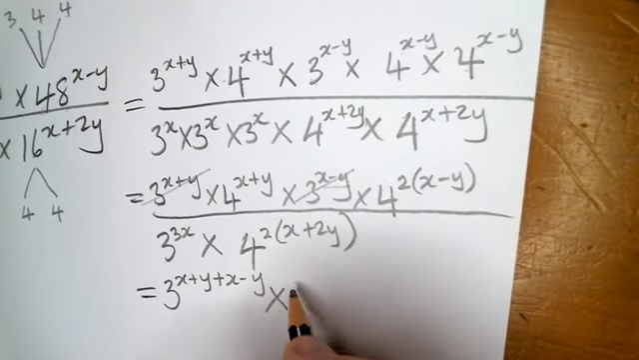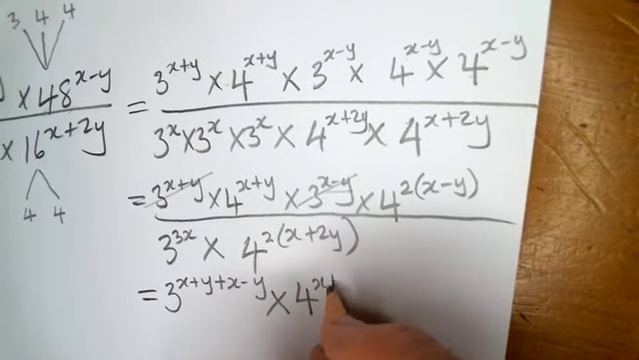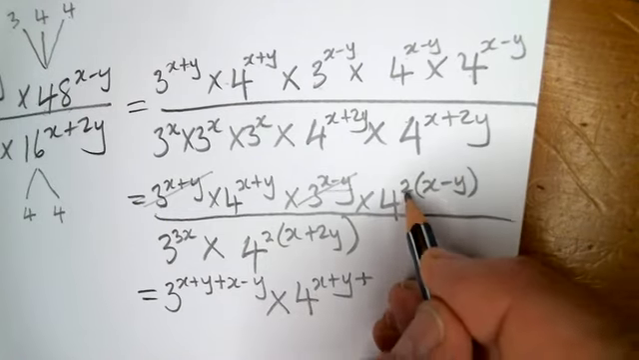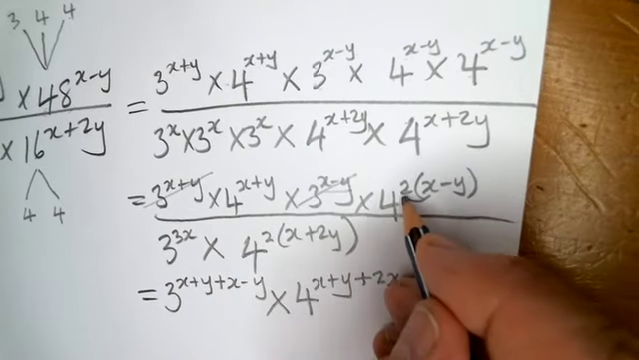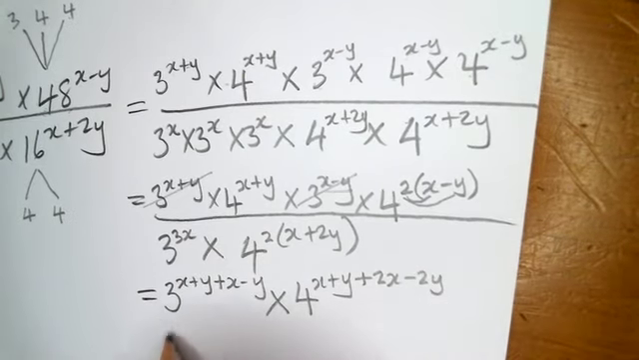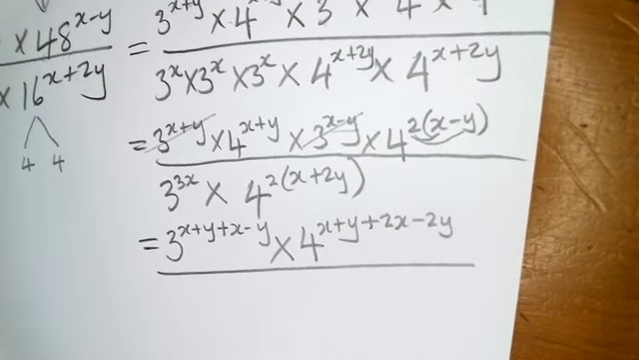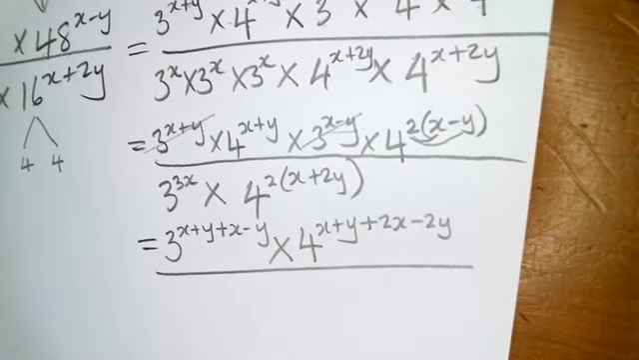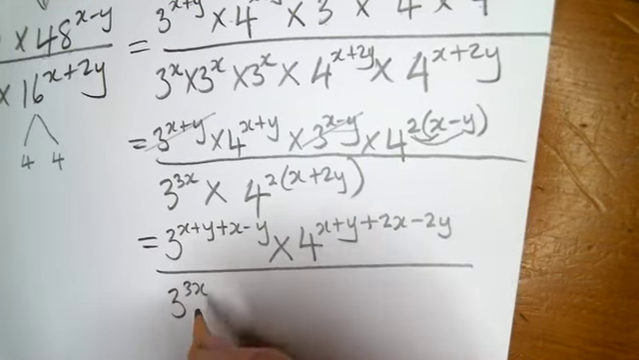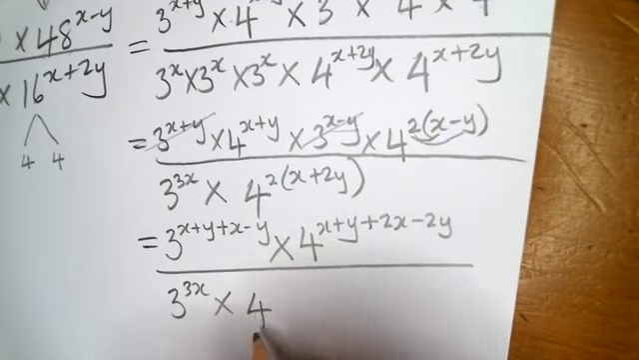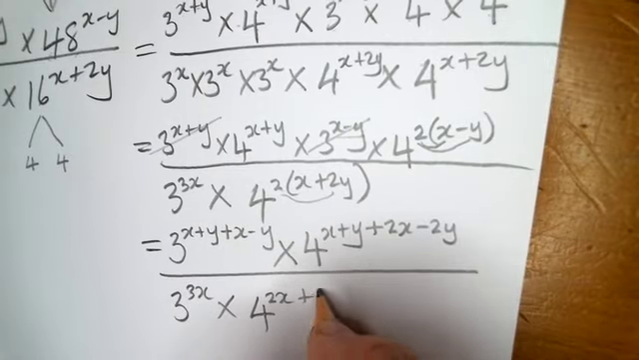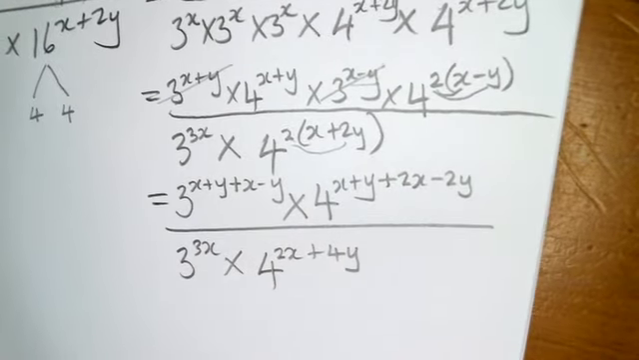I'm going to say this is going to be 4 to the power of, I've got an x plus y, there it is, and I'm going to add to it 2 times x is 2x, and 2 times negative y is minus 2y. So there's the top. Let's see if we can do something with the bottom. We kind of can. We'll just leave it as 3 to the 3x, and this is going to be times, and I'm actually going to write this out, 4 to the power of 2x plus 2 times 2 is 4y. So that's where we land right now.